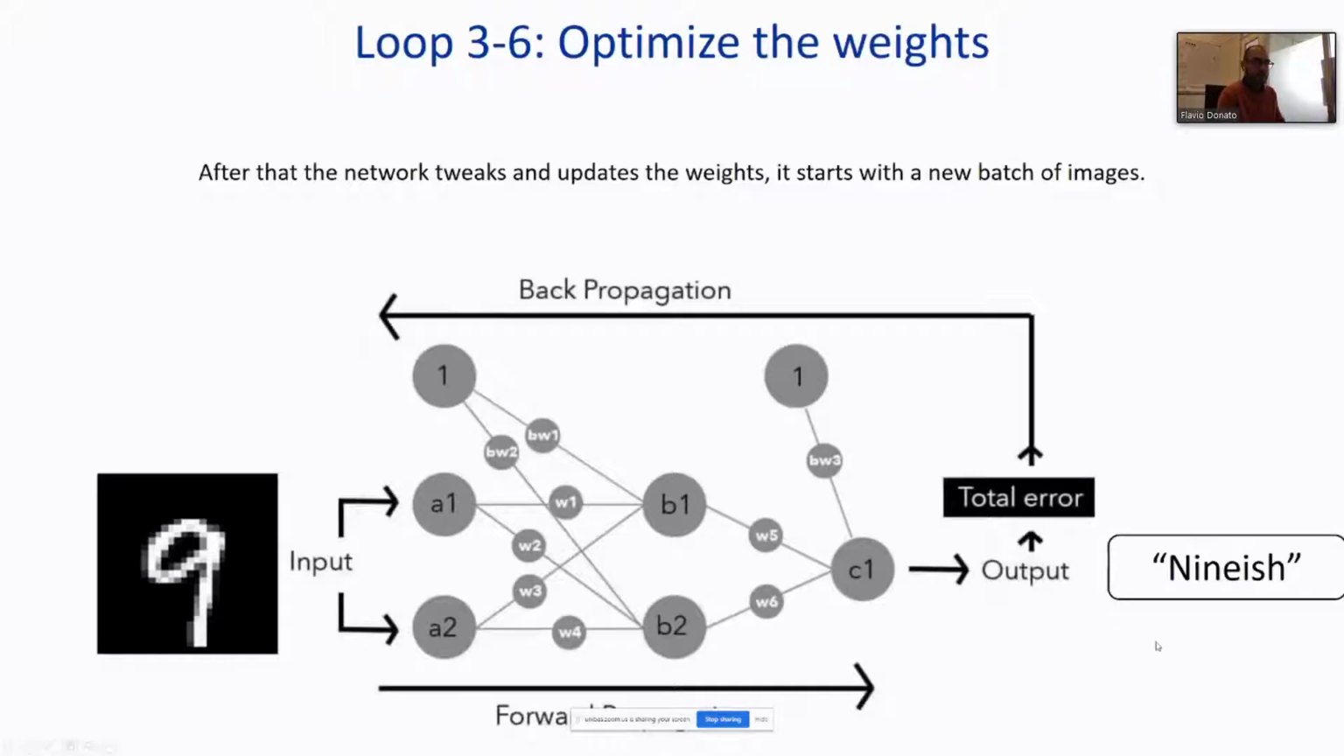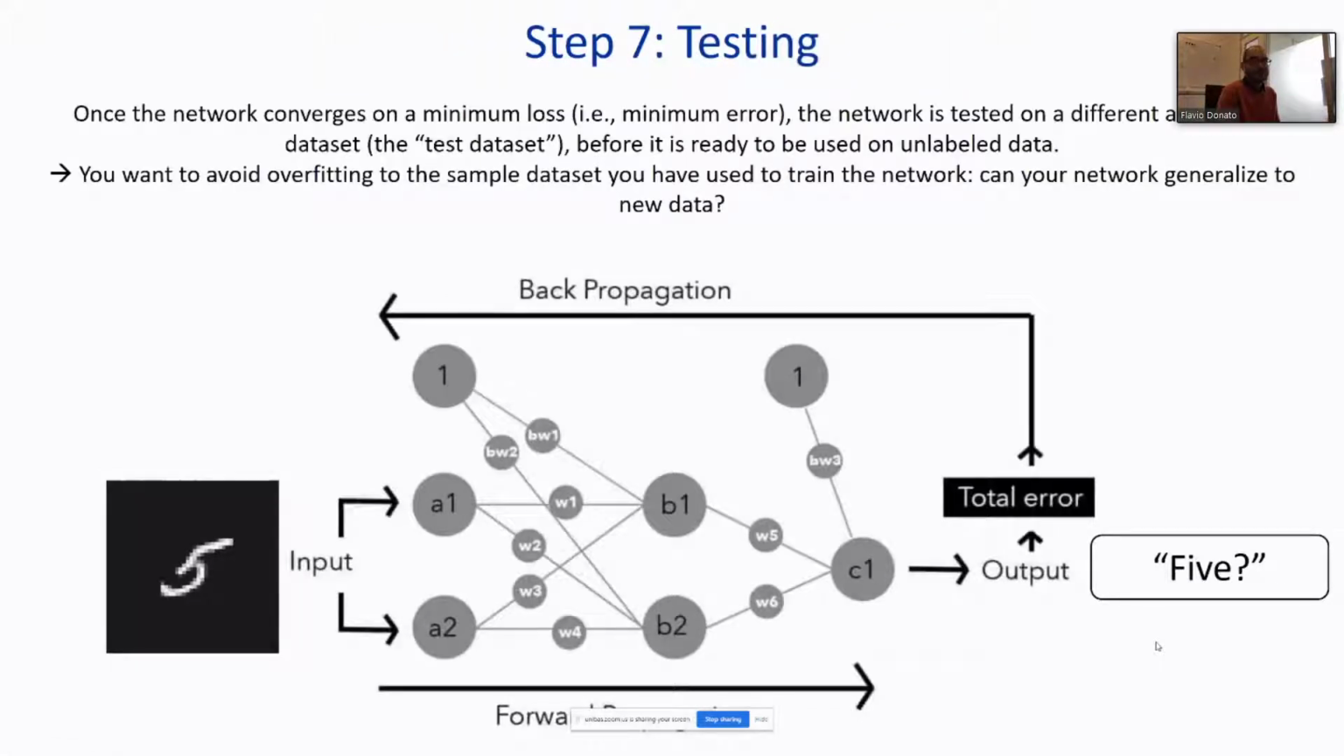At this point, as I was saying before, you go through the testing dataset, which is a series of datasets that the network has not seen before, so that you avoid overfitting the network to the sample datasets that you've given to train the network. Can this network generalize to new data of the same type as the one that you have given to train the network, so that if you give another image of 5, it will really be able to output 5, and it doesn't go back to saying 0.